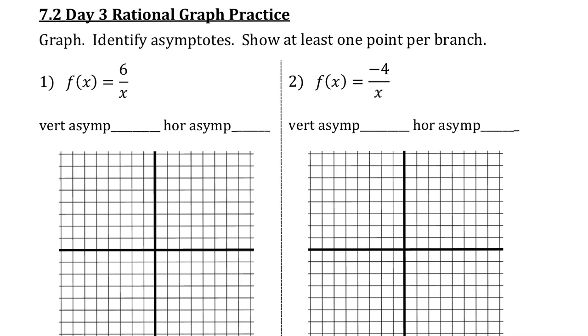Okay, 7.83, we're just going to practice graphing some of the rational graphs we've been graphing the last couple days. So we're just going to graph, identify the asymptotes, and show at least 1 point per graph. For vertical asymptote, sometimes we use V.A. to abbreviate, and for horizontal asymptote, sometimes we use H.A.